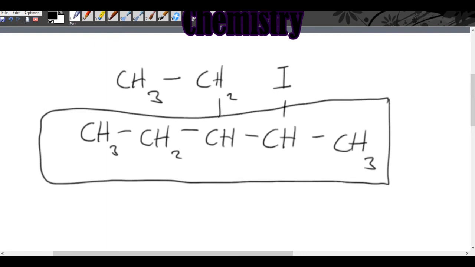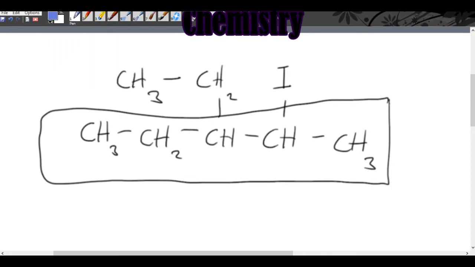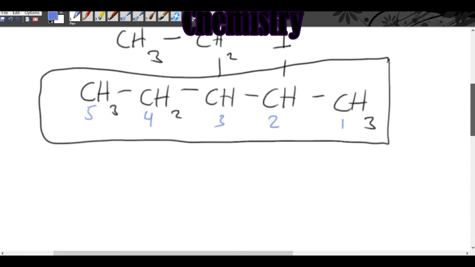Secondly, we have to name or number our carbon bonds. So I think this is one right here. I'm going to change to a different color, sorry. I use blue. So in this case, we number 1, 2, 3, 4, 5. Great. We have 5 carbons, which means that we have pentane. Third, we are going to name the side chain.